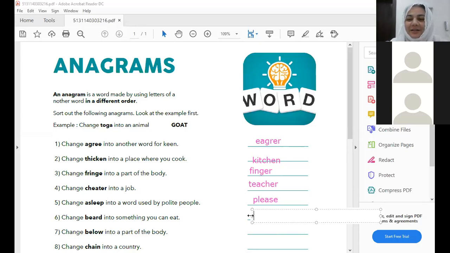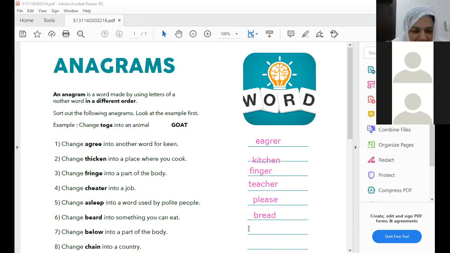Anybody can guess? Ruba, can you guess? Something we eat. Arrange the word. B-E-A-R-D or B-R-E-A. Bread. Good job. Yes, the E looks like O.